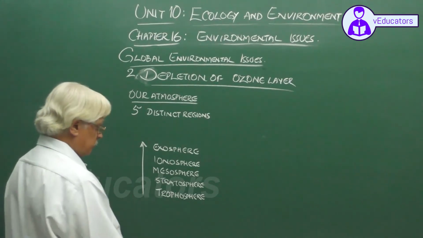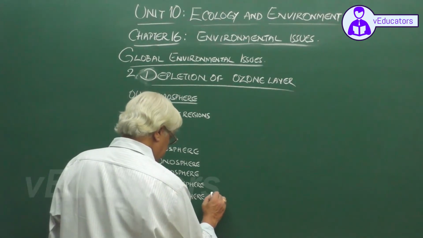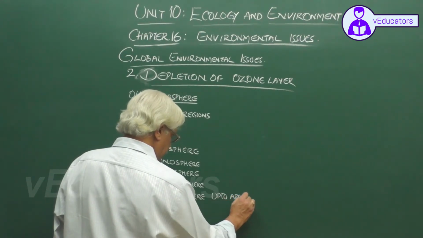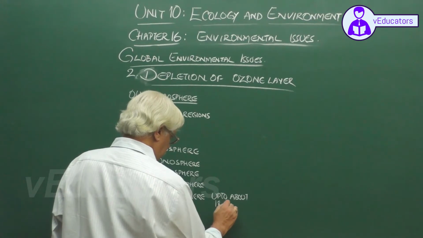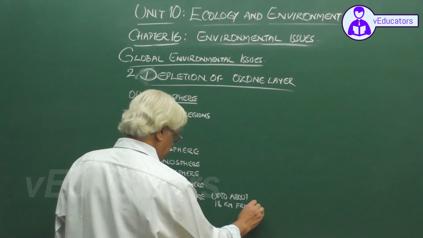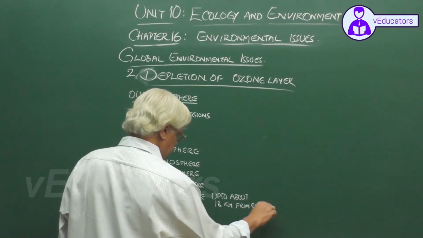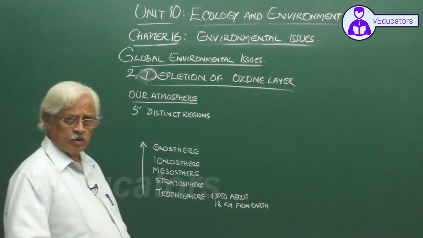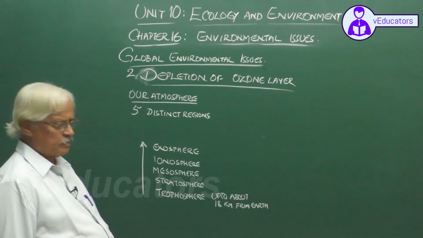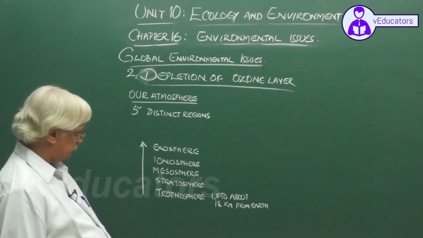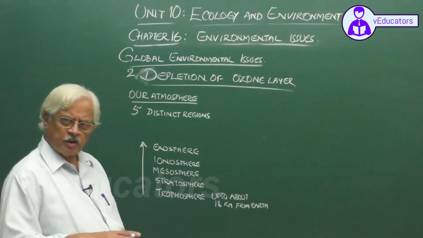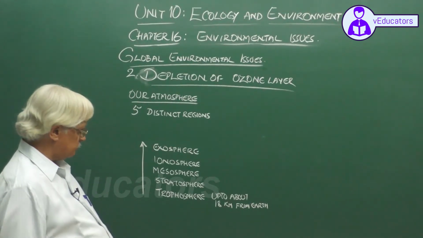Troposphere extends up to about 18 kilometers from Earth. About 8 kilometers near the polar regions and about 18 kilometers around the equator. It is in the troposphere that we have all the atmospheric gases.